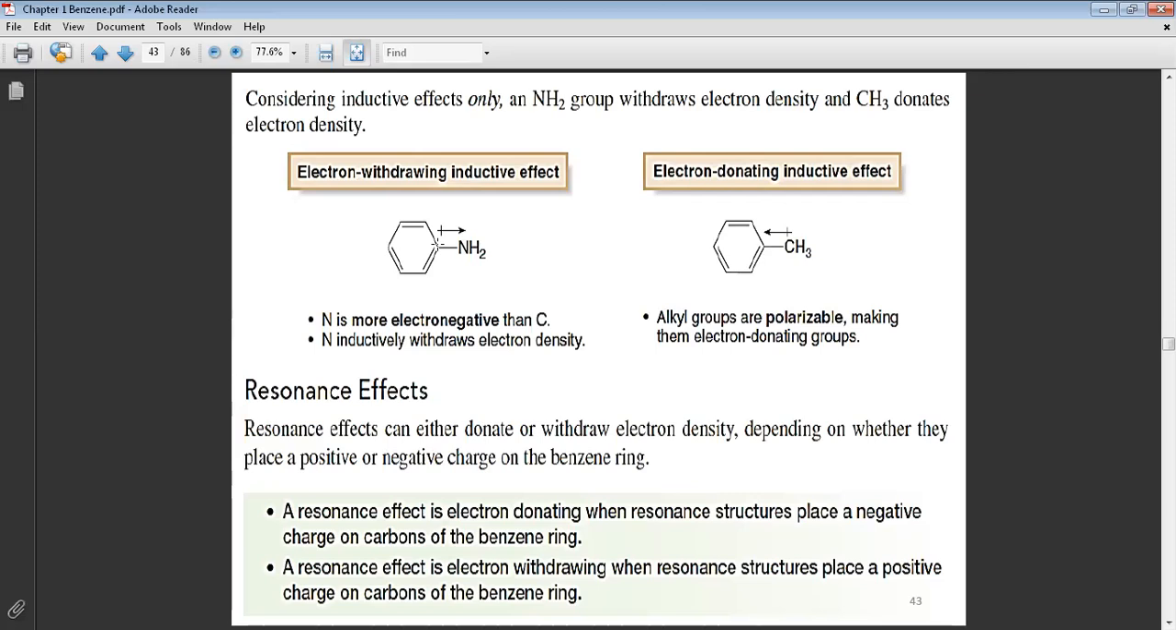Okay, here we just talk about the inductive effect. Don't say to me we have a lone pair of electrons, and a lone pair can make resonance. I know. Here we take the example just for the inductive effect, just the inductive effect through the sigma bond. Okay.